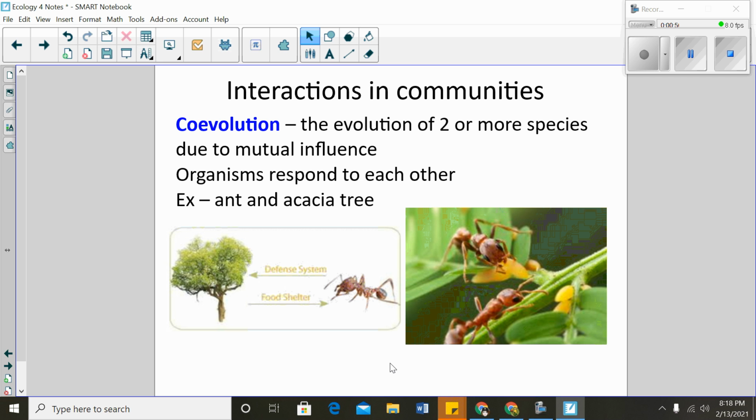Well, the ant is getting food from the tree, as you can see in this image here, and the tree gets protection. If any predator attempts to hurt that tree, those ants defend the tree. So that's coevolution. You have an ant and a tree that are mutually influencing each other. One gets food, one gets protection.